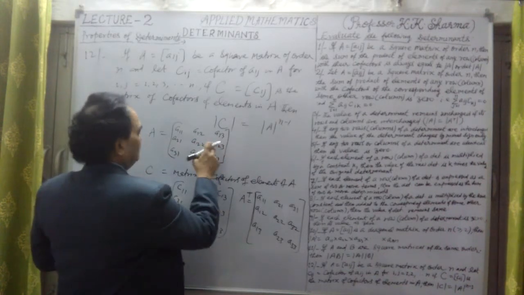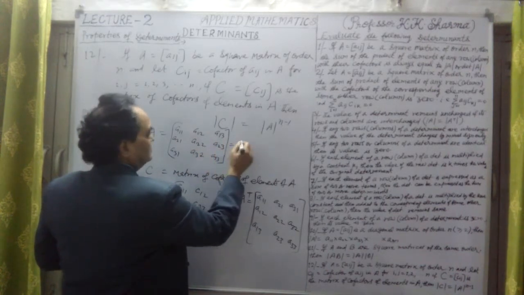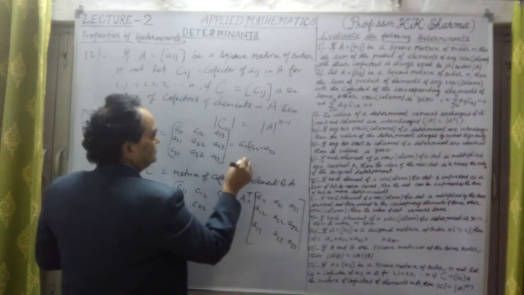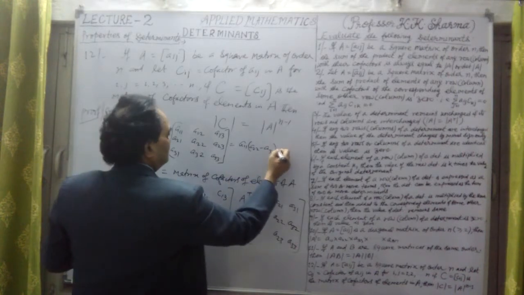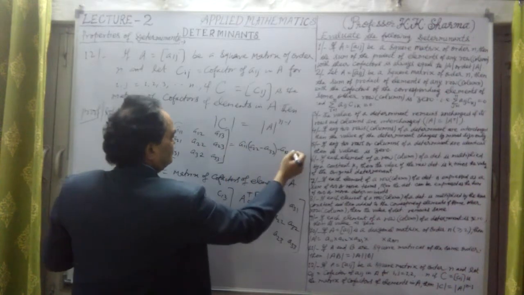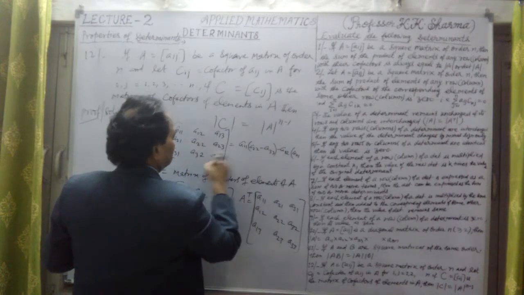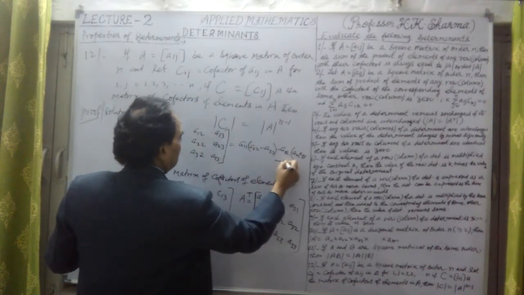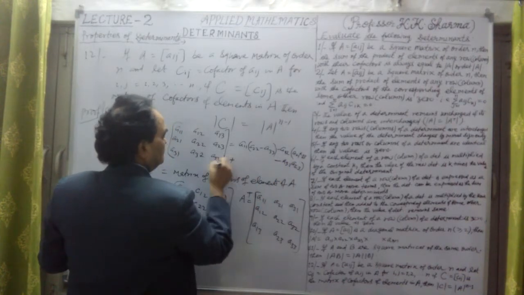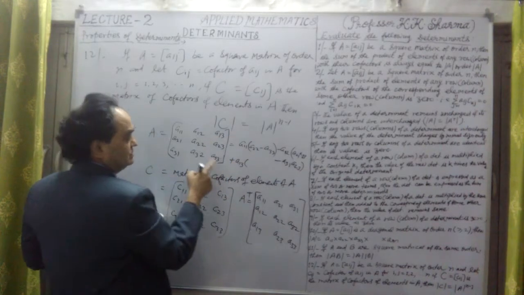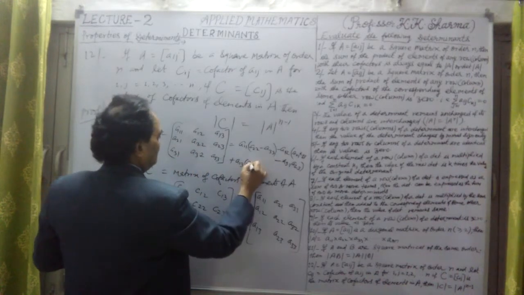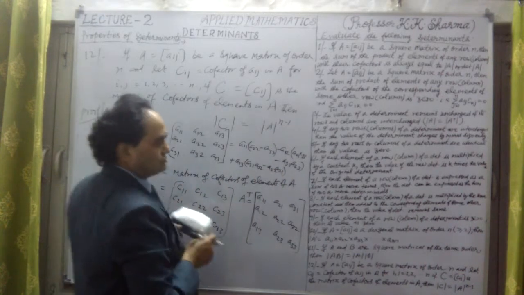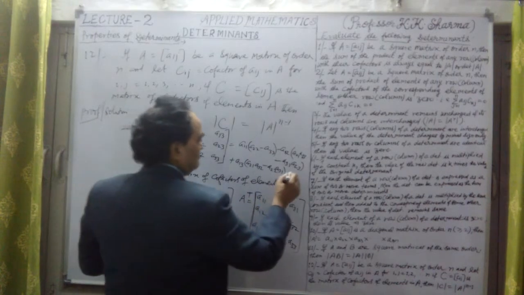Let me find the determinant of A here. This is nothing but A11 into (A22 A33 minus A23 A32), minus A12 into (A21 A33 minus A31 A23), plus A13 into (A21 A32 minus A22 A31). So this is the value of determinant A.